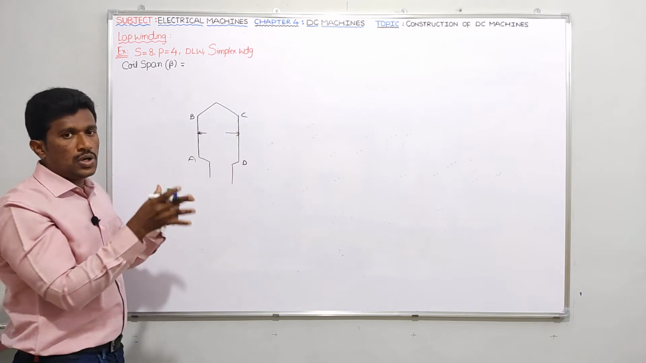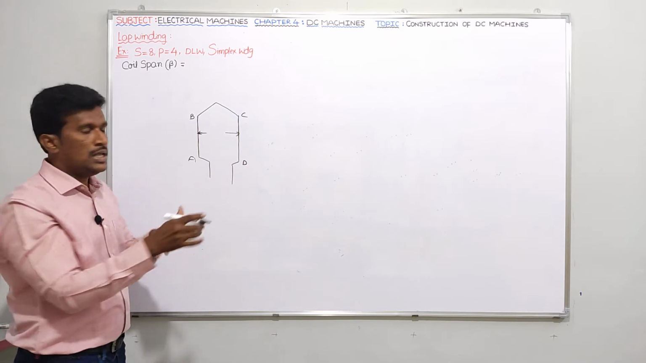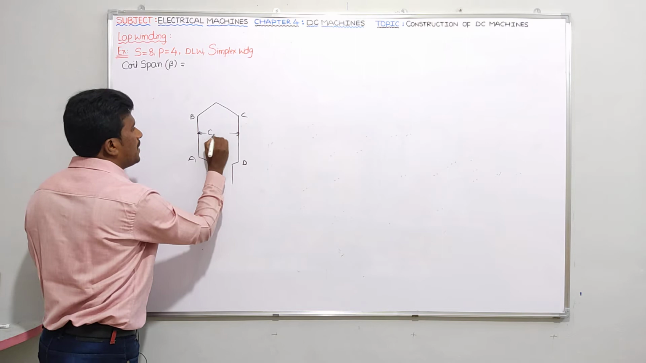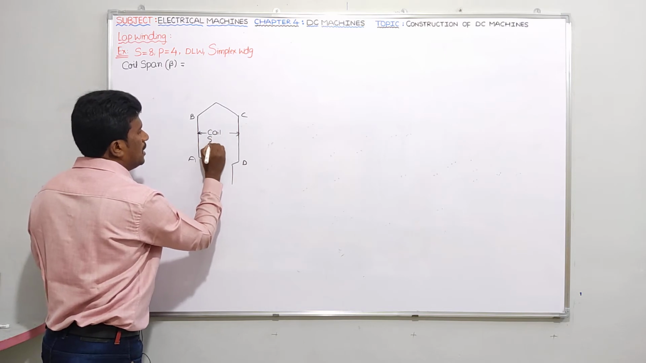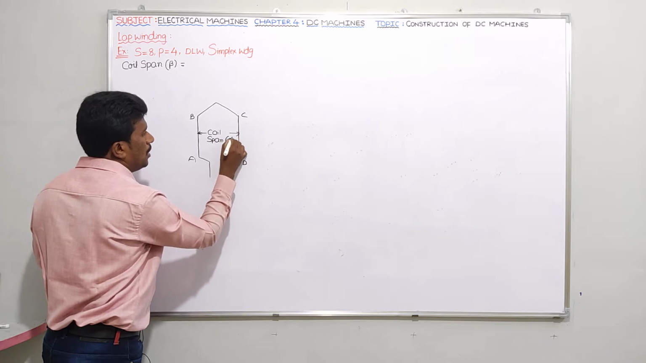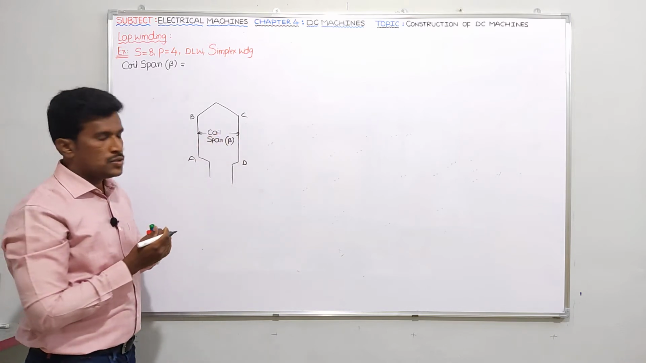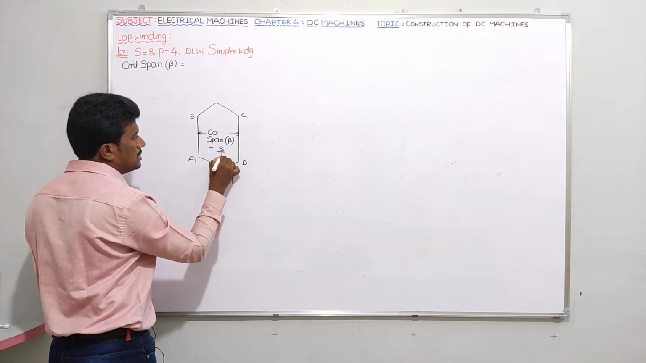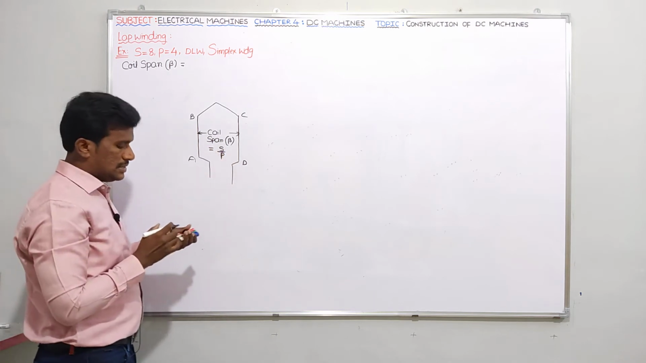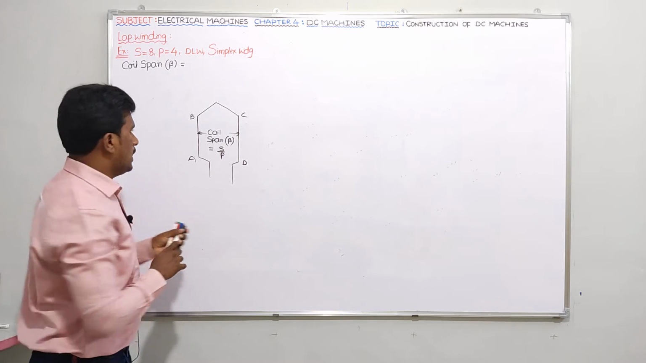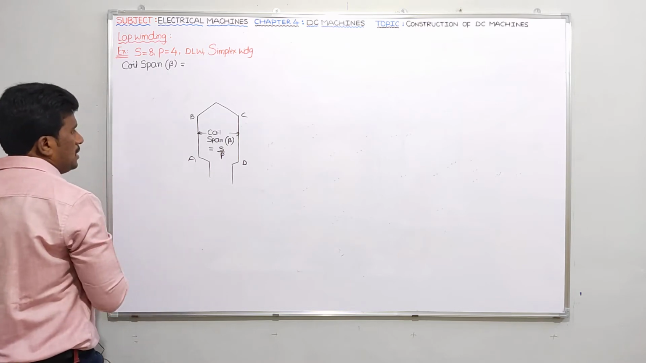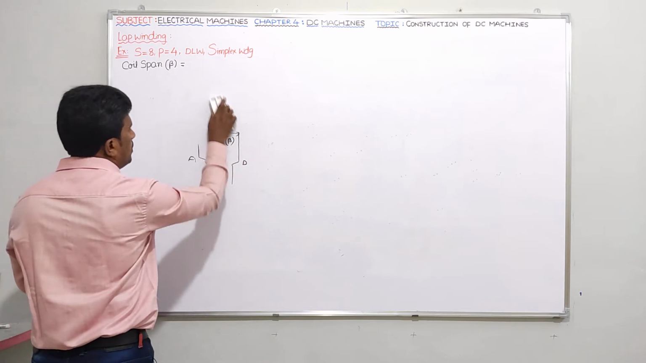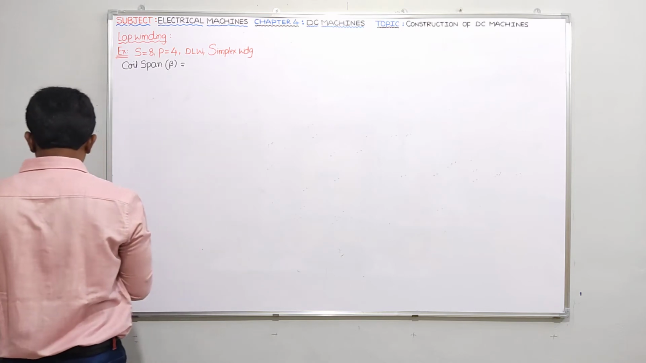The distance between two coil sides of a coil is nothing but coil span. Let me represent this with beta. For this beta, one formula is there: beta equals slots per pole. Please try to refer to synchronous machines. What is the formula for coil span, beta? Slots per pole.